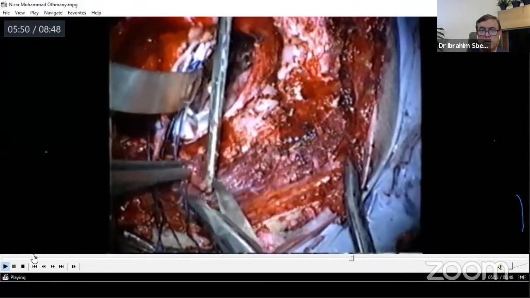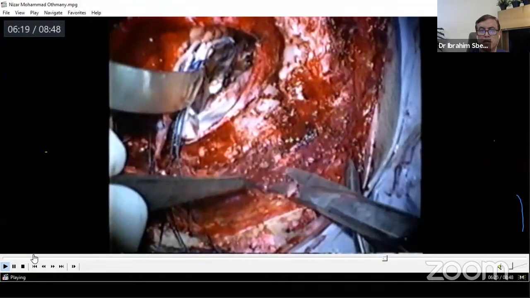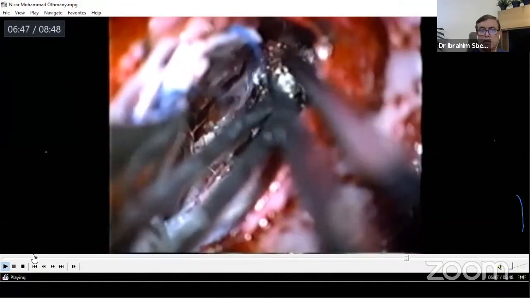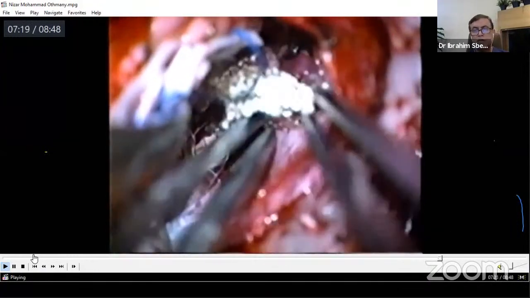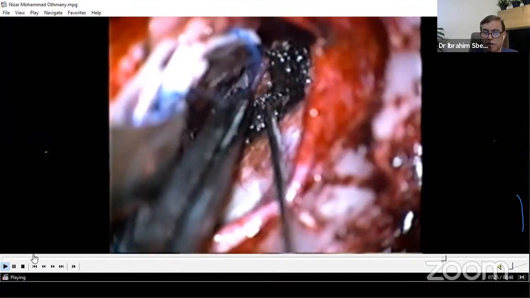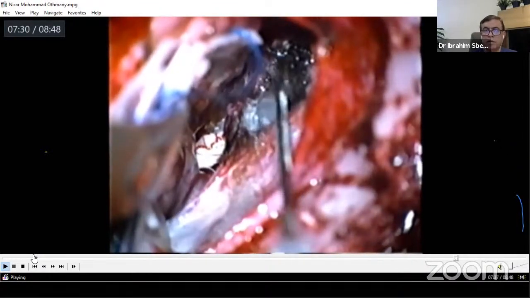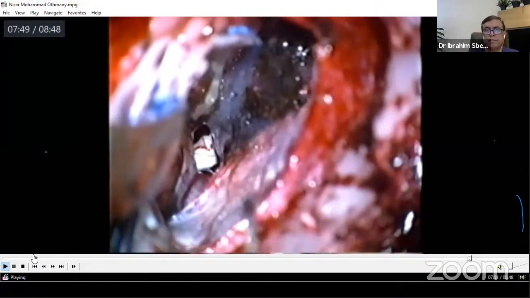This is muscle taken from the suboccipital area. So for me, drainage alone is not enough, but try to excise and fill the cavity with muscle and so on. I use the dural sealant here also. Okay.